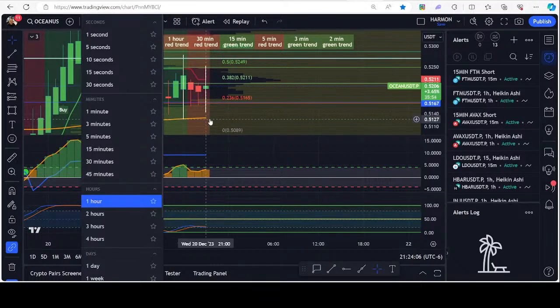Any buy or sell signal on Solana at the moment? Give me 1 sec. I'll take a peek at Solana.